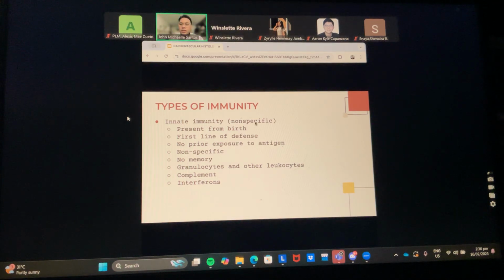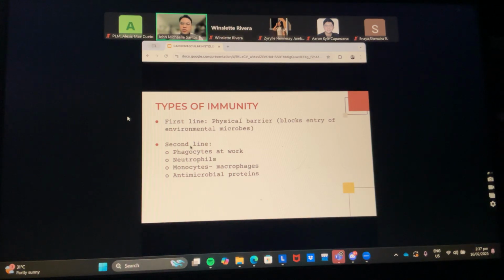Your innate immunity is considered to be non-specific. Bakit? Lahat ng foreign substances sa katawan mo, with or without exposure pa yan previously, gagalaw siya or gagana siya. Okay? So part of this innate immunity is, ayan, first line of defense, present from birth. It requires no prior exposure to antigen. It requires no memory. Components of this one are your granulocytes and other leukocytes, your complement, and your interferon.